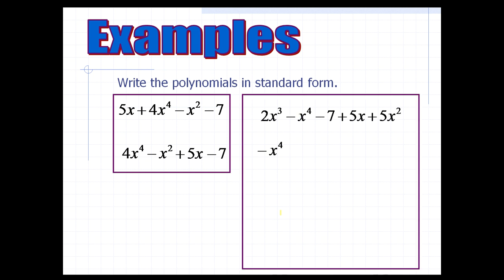2x cube. Here, 2x cube will actually fall in the second place and minus x to the power 4 comes in the first place. And we rearrange them in the descending order of the degree and this is the final answer that we obtain. Minus x to the power 4 plus 2x cube plus 5x square plus 5x minus 7. This is the polynomial expressed in the standard form. And again we see that the constant comes in the last place.